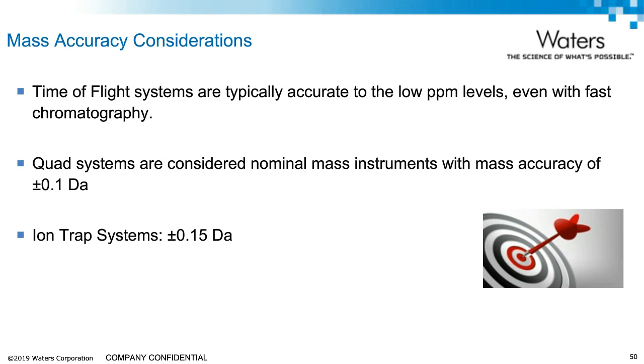As a comparison, quadrupole and ion trap systems typically quote mass accuracy in absolute terms. They have a mass accuracy of about plus or minus 0.1 Dalton. However, it should be noted, the mass accuracy of an ion trap system can depend on the model and other factors such as the scan speed and the mass range of that ion trap system.